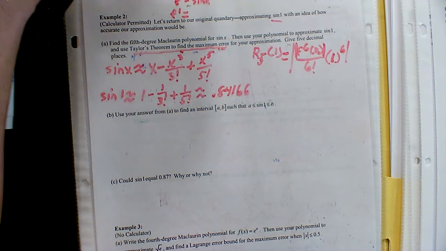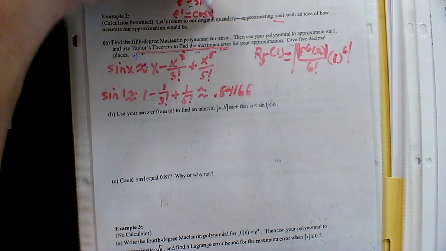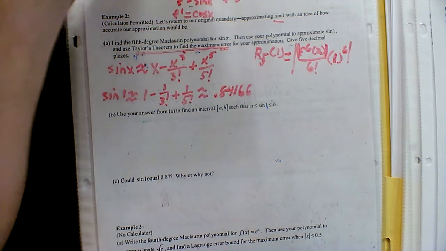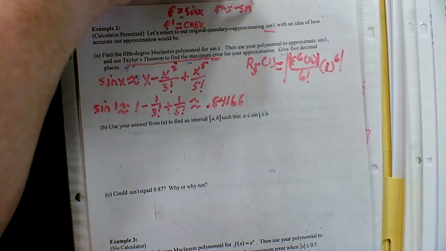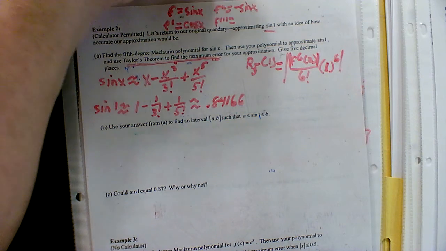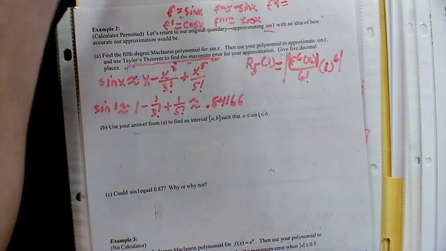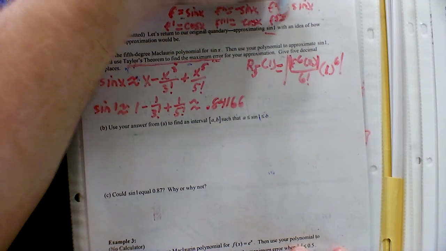Because we can physically find out what the 6th derivative is. What's the first one? Okay, we have cosine x. Second derivative would be negative sine x. Third, negative cosine x. Fourth, sine x. Fifth.